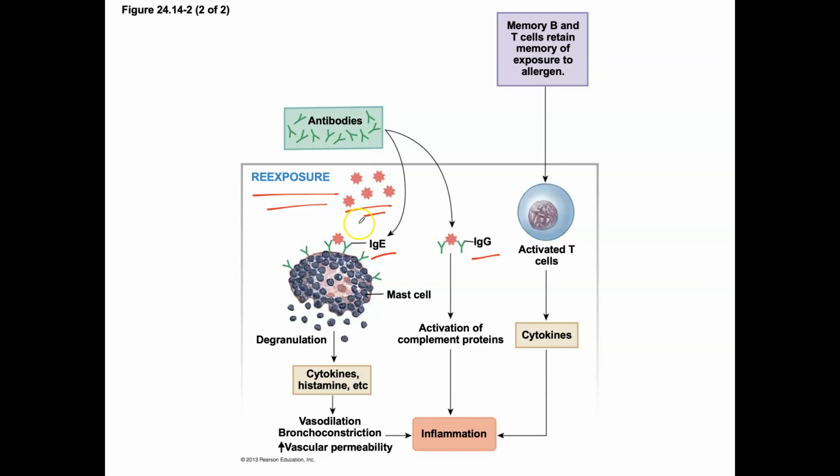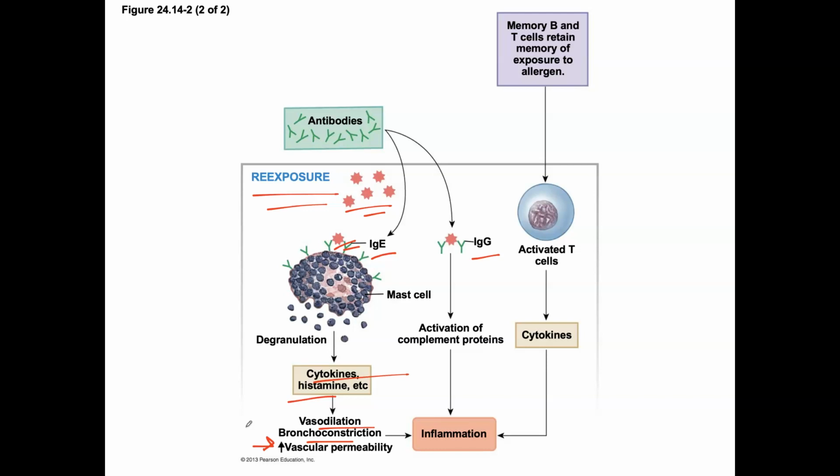So the allergen comes along and interacts with the IgE antibodies that are found on mast cells and on basophil cells. And these are going to go on to release histamine and other cytokines, inflammatory chemicals. And this is going to lead to the vasodilation of blood vessels and the bronchoconstriction and the vascular permeability that we see in inflammatory reactions. And this is going to give you the symptoms that you experience with your allergies.